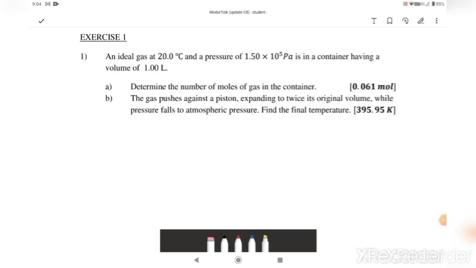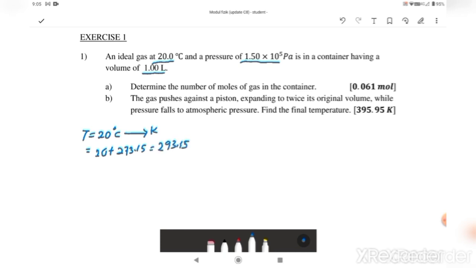Okay, let's look at exercise 1. We have an ideal gas at 20 degrees Celsius and pressure of 1.5 times 10 to the power of 5 Pascal in a container having a volume of 1 liter. Before we proceed to the calculation, we list down all the information given. First, temperature is equal to 20 degrees Celsius. Remember that you must change 20 degrees Celsius to Kelvin. So 20 degrees Celsius plus 273.15 gives 293.15 Kelvin.